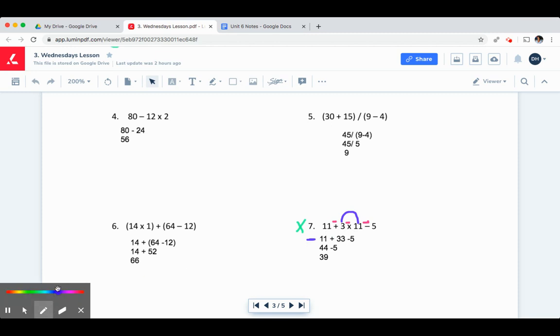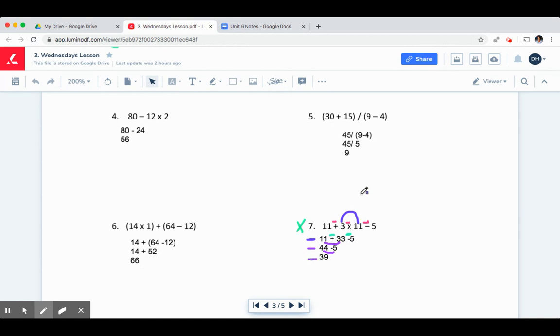Now all we have left is addition and subtraction. So how should we solve? Right, when we only have addition and subtraction, we solve from left to right. So first I will do 11 plus 33, and that gets me 44. I'll rewrite the expression as 44 minus 5. And then I will solve my last step. 44 minus 5 is equal to 39.